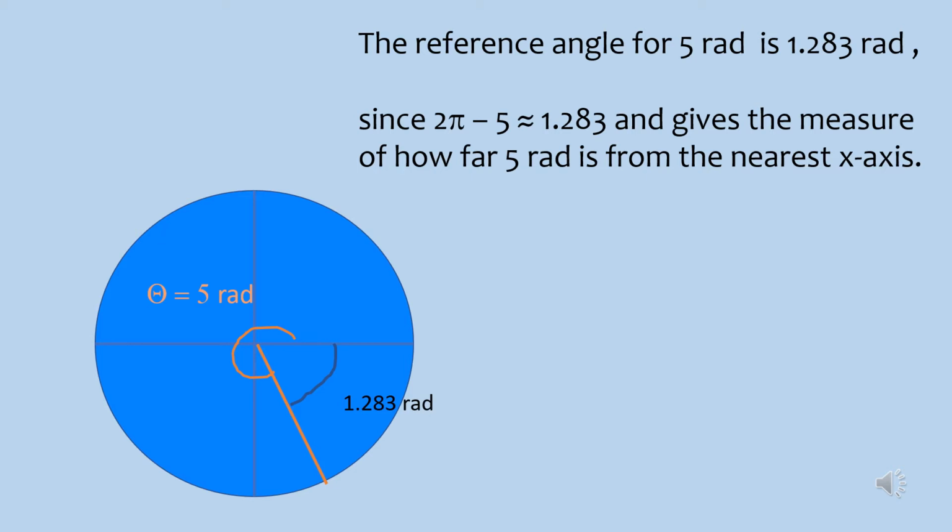We can arrive at the value of 1.283 radians by taking a full circle of 2 pi radians and subtracting 5. That gives us the gap between completing a full circle and measuring up to 5 radians. So the positive side of the x-axis is the nearest x-axis to the terminal ray of 5 radians, and it's about 1.283 radians away from completing that full circle. So the reference angle for 5 radians is 1.283 radians.